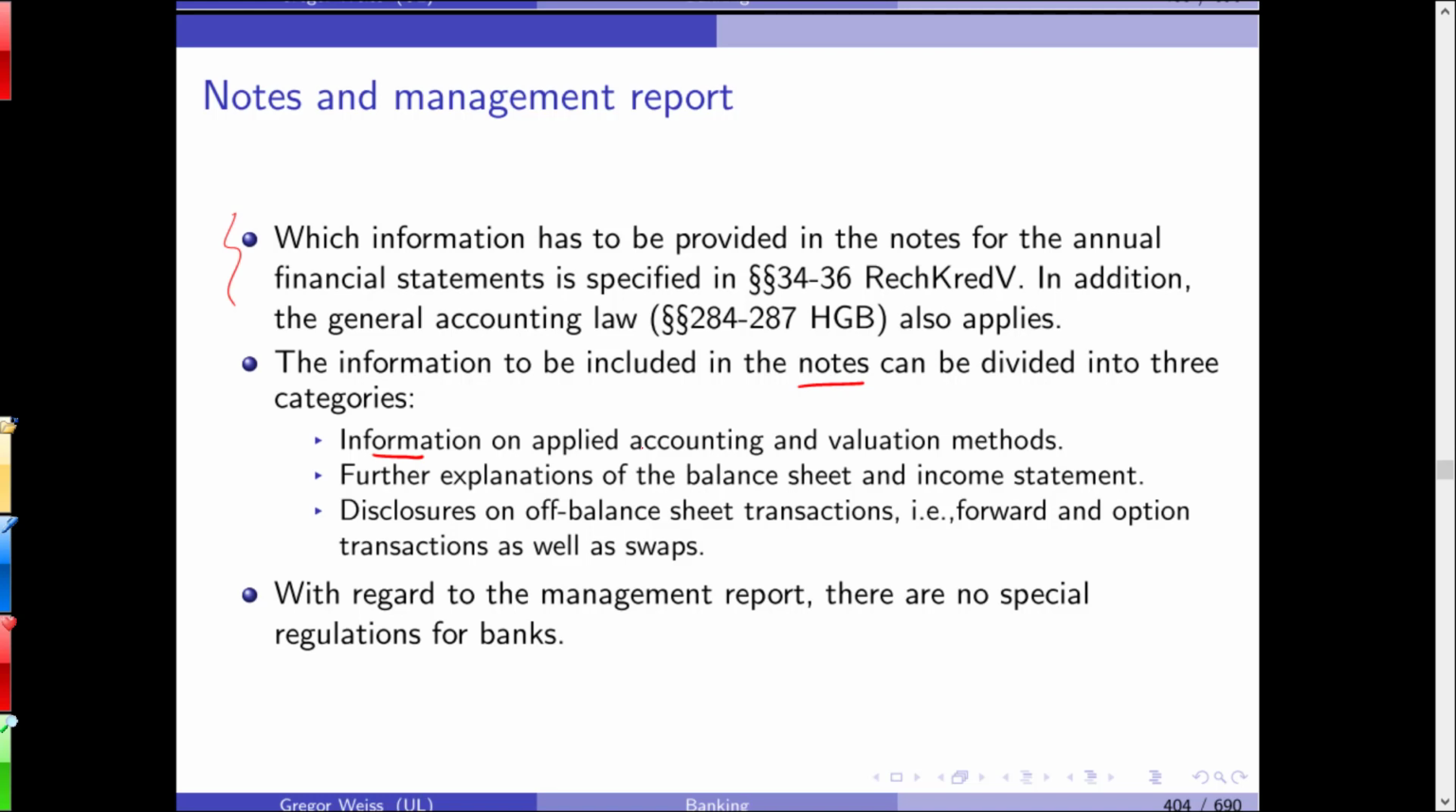Further explanations of the balance sheet and income statement and disclosures on off-balance sheet transactions, that is forward and option transactions, as well as swaps that are not included or that do not need to be included in the balance sheet. There are some types of transactions that do not have to appear in the balance sheet and the income statement, but they should be included in the notes to the balance sheet.